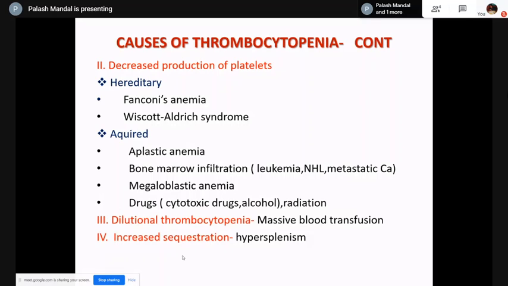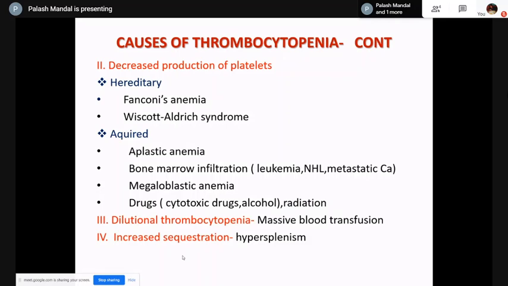Second is the dilutional thrombocytopenia, very rare thing. Okay, so whenever blood transfusion is given, it is given in a measured quantity. So keeping in pace with the body's blood volume, the body weight, everything, the blood transfusion is given.